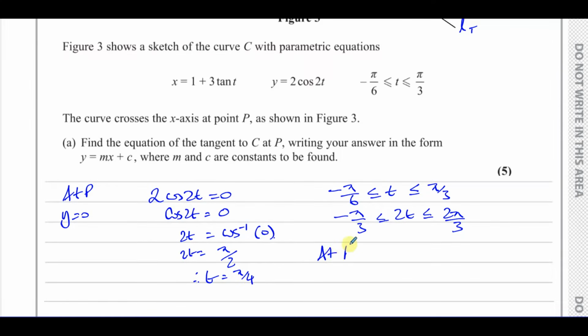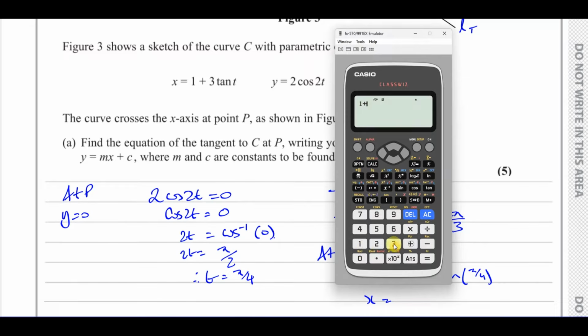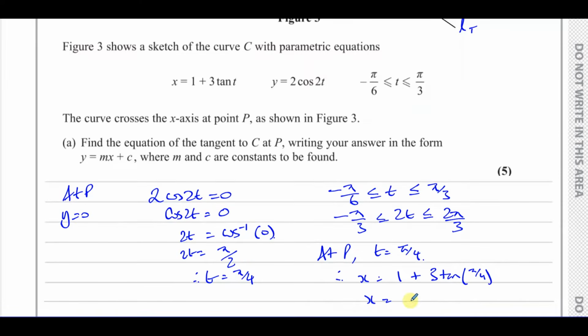So we know at P, t is equal to pi over 4. Therefore, we can say x is equal to 1 plus 3 times tan of pi over 4. We know that tan of pi over 4 is 1, so you have 1 plus 3 times 1, just to confirm and to put your minds at rest. That's going to give us 1 plus 3, which is 4. So x equals 4. So I know the coordinates of P are 4 and 0. Those are the coordinates of the point P.